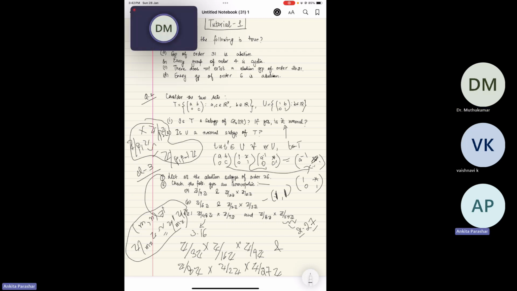So for the first group where we have Z mod 3Z cross Z mod 16Z cross Z mod 9Z, does it have an element of order 16? Yes. Can you give me one element having order 16 in this group? 0, 1, 0. Exactly. 0, 1, 0 is that element having order 16. Can you give me an element of order 16 in the other group?